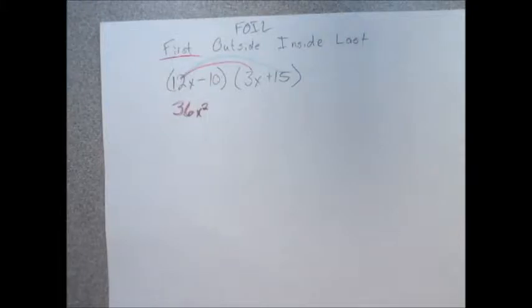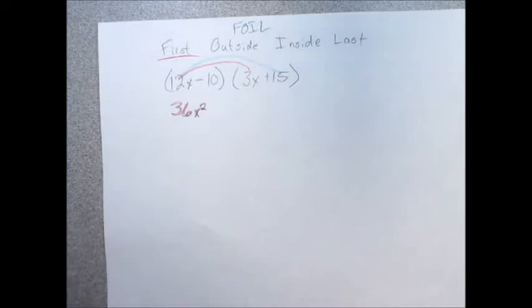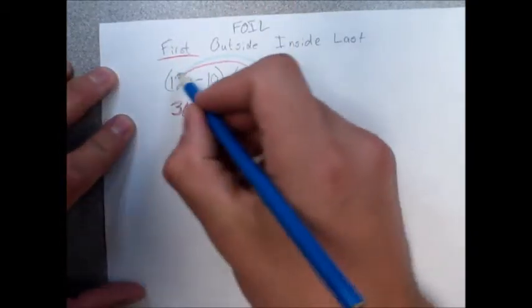Okay, sorry I wasn't recording at the beginning, but we're going over FOIL. The first times the first is the first. I try to do that in red. That's the 36x squared. The next one we're doing is outside, so that's the outside ones.